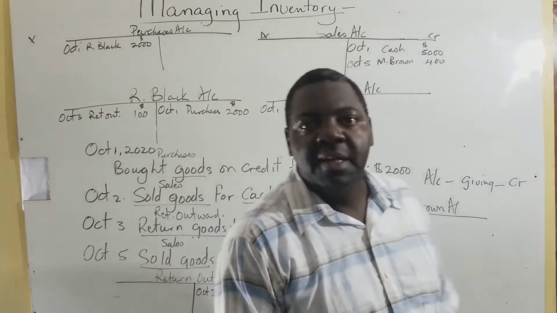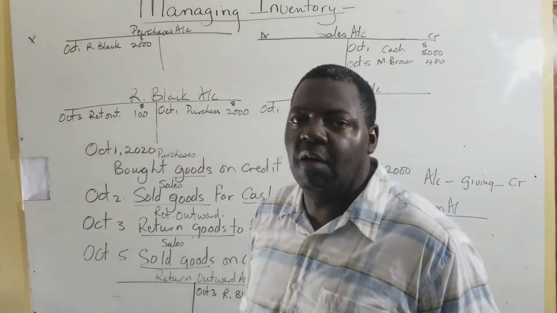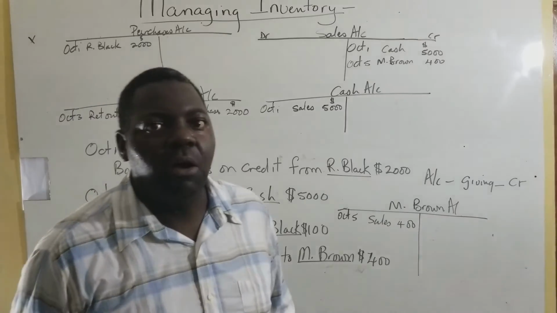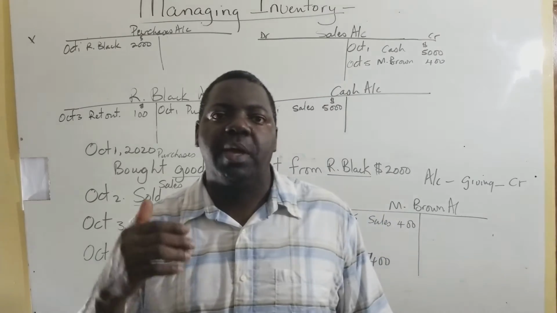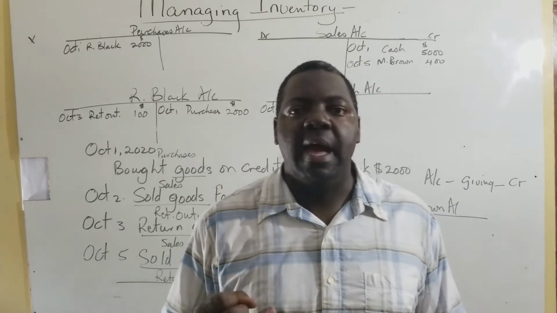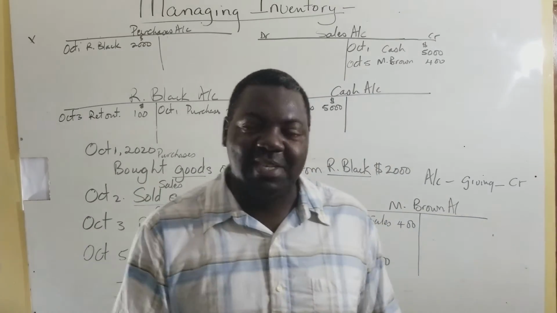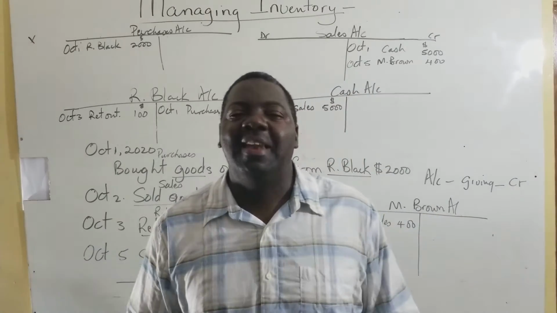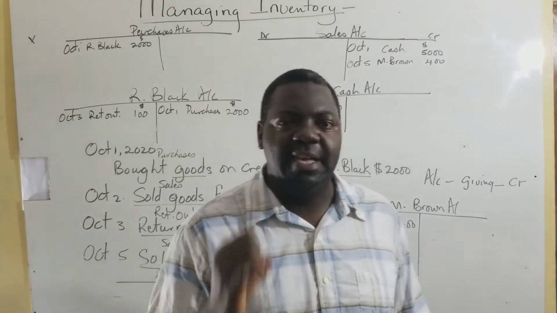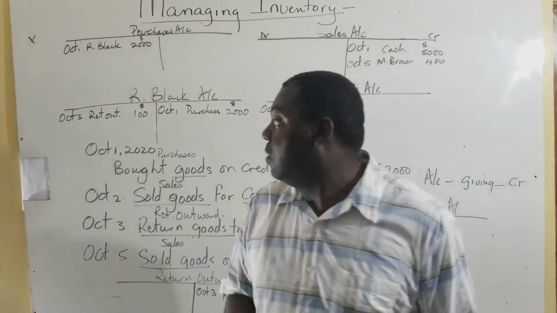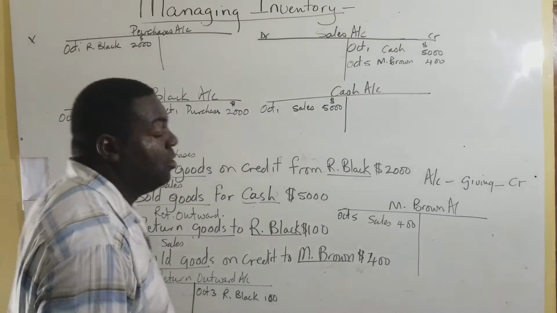Ladies and gentlemen, this is it. We have tried to explain the movement of accounts and inventory in an organization. When goods are moving out of the organization, you open the sales account and the sales return. When goods move inwards, you're going to open the purchases account and the return outward account. And we have shown you how to record the transactions using the double entry system.